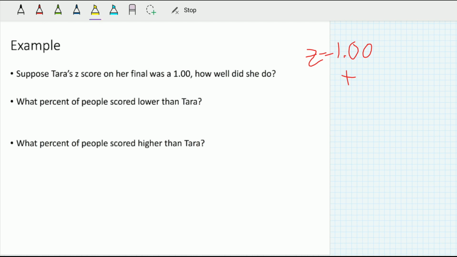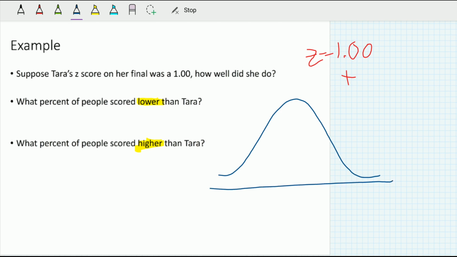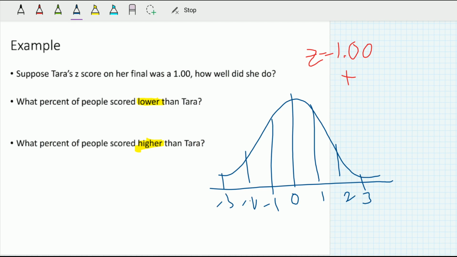Now let's look at these questions right here. What percent of people scored lower than Tara, and what percent scored higher? So what we can do is draw the standard normal curve, where this is 0 and this is 1, 2, 3, and then -1, -2, -3. Remember, there are other numbers; it doesn't always have to stop at -3 or +3, but you'll see when we understand percentages more that you don't have to consider it that much. Her score was a 1.0, so this is where she lands right here.